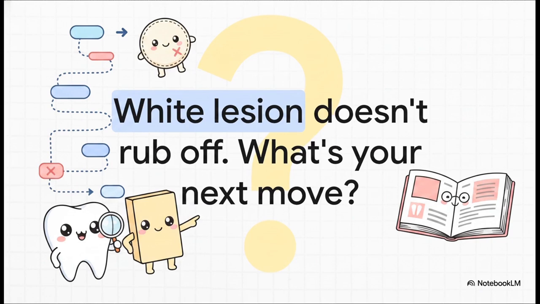Okay, let's jump right into this with a classic board-style scenario. Imagine this. A patient presents with a white oral mucosal lesion. You take a piece of gauze, you rub it, and it absolutely does not come off. So what's your next move? This isn't just some hypothetical brain teaser. It's the foundational fork in the road for diagnosing oral pathology. By the end of this explainer, the exact diagnostic algorithm to answer this is going to be second nature to you.